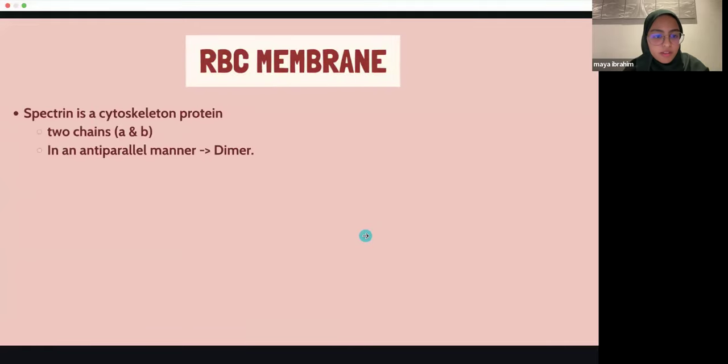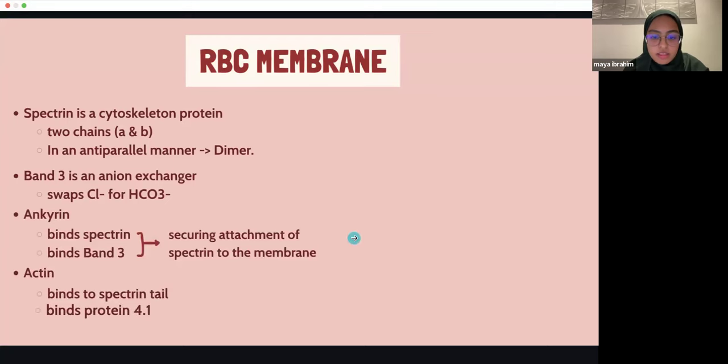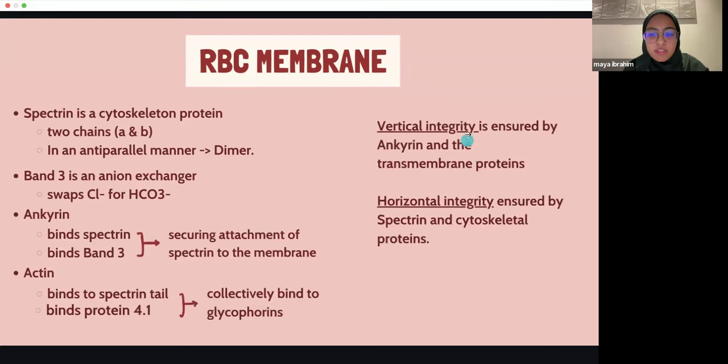Again, a recap of everything I said, so you guys can refer to this later. As we said, the vertical integrity is maintained by the ankyrin and the transmembrane proteins, and horizontal is ensured by the spectrin and cytoskeletal proteins.